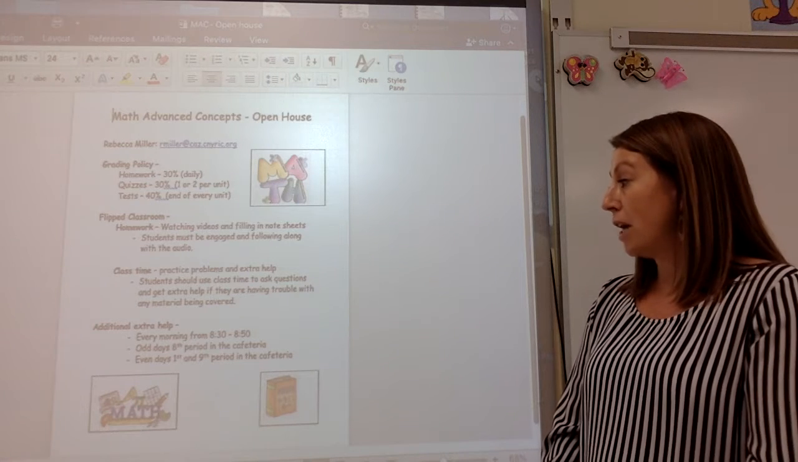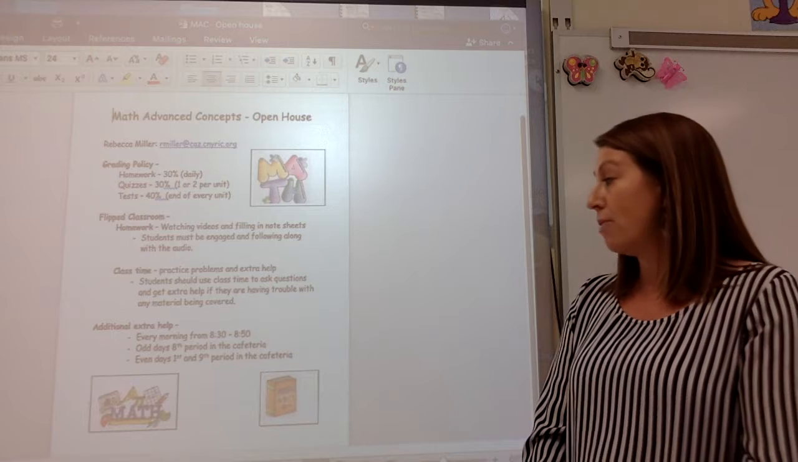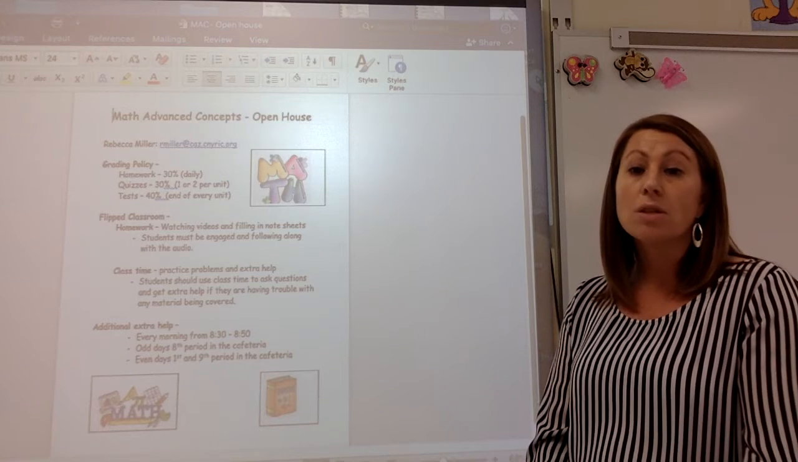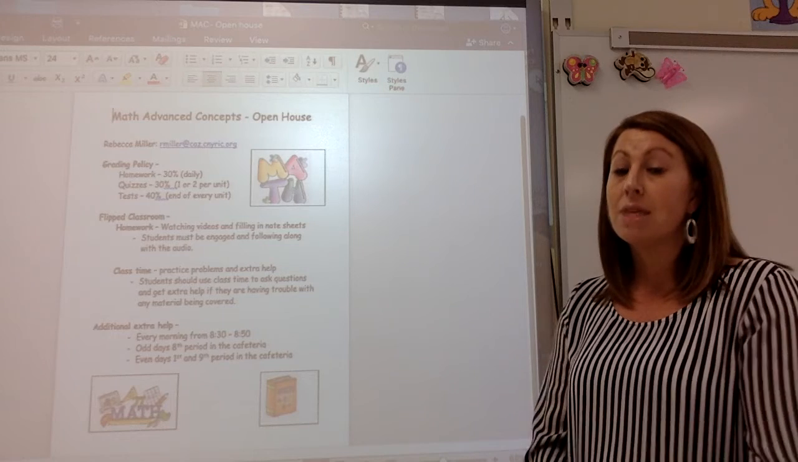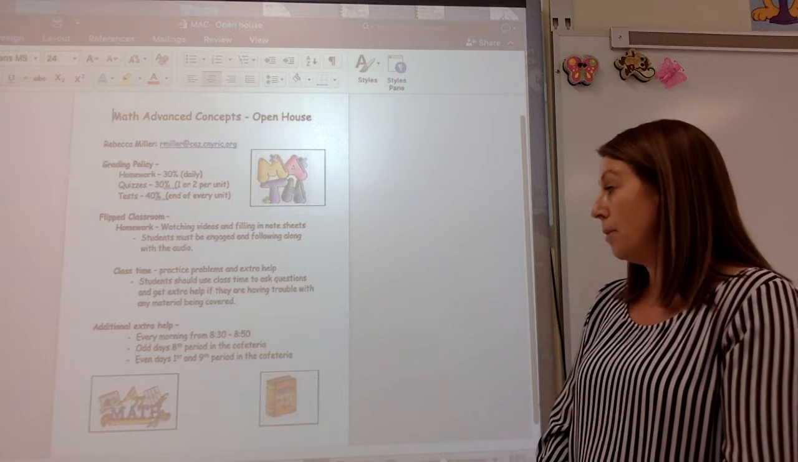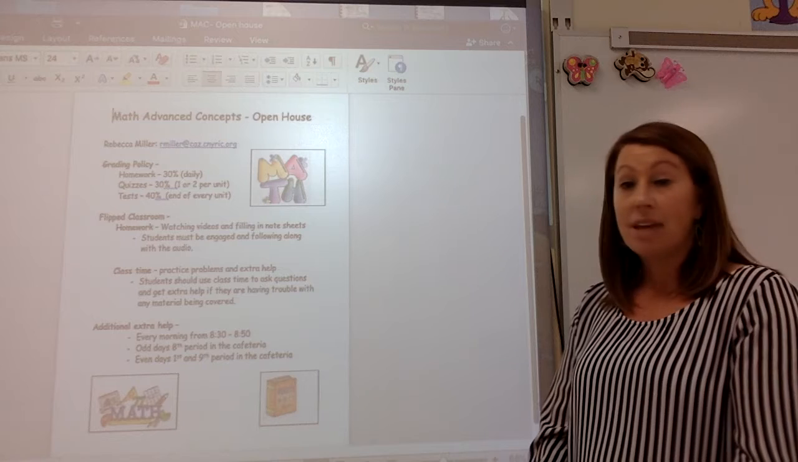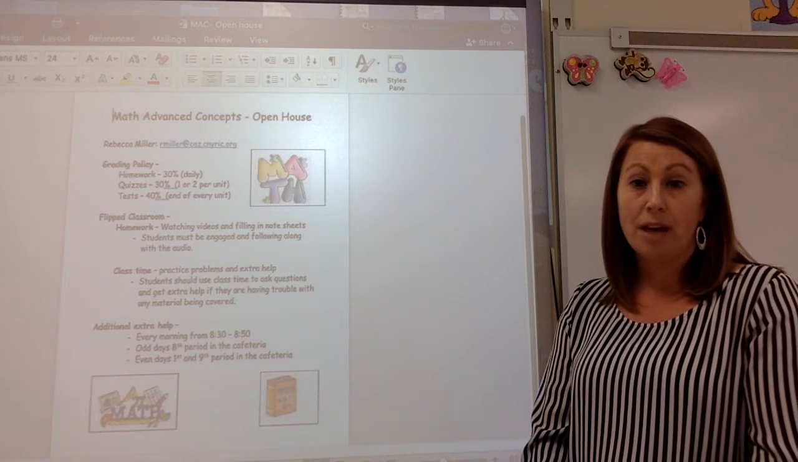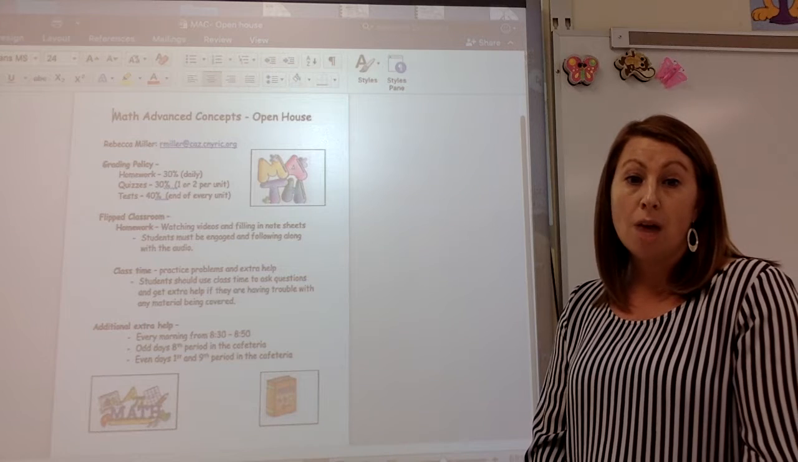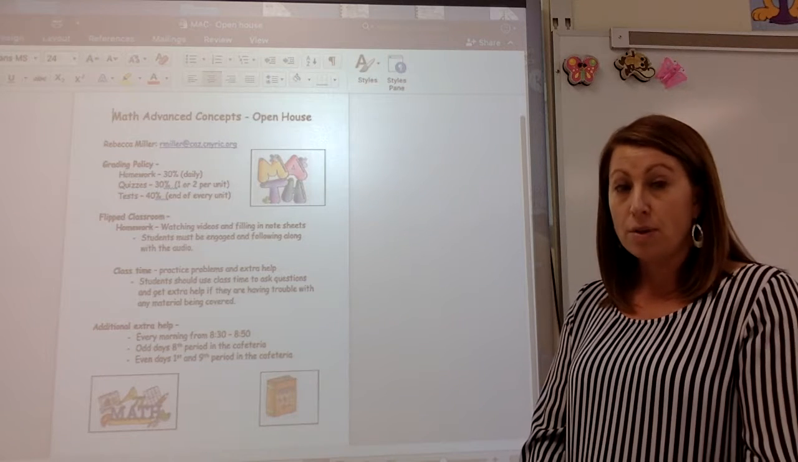Some additional times for extra help, I offer extra help every morning from 8:30 to 8:50. The students are allowed in the building as of 8:30 and homeroom starts at 8:50. So those 20 minutes every morning, I am available for extra help. Odd days, 8th period, I'm in the cafeteria. And even days, 1st period and 9th period, I'm in the cafeteria. Students are welcome to come to the cafeteria and get extra help those times.